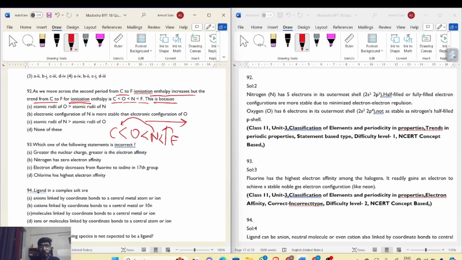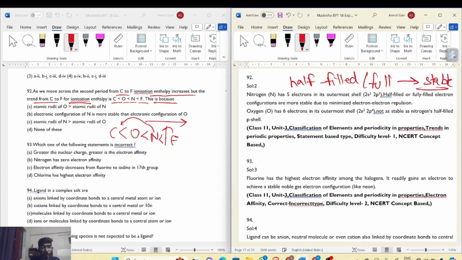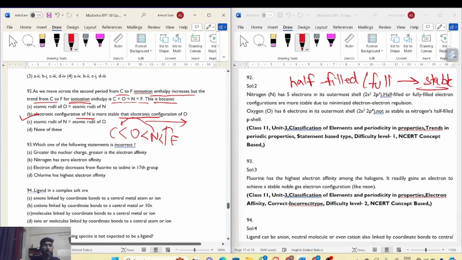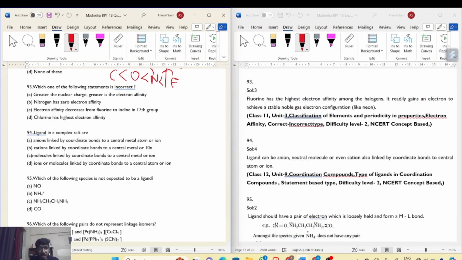Nitrogen is supposed to be lower, but it has a higher ionization energy than oxygen. This is due to the very stable electronic configuration of nitrogen, because we know that half-filled and fully filled orbitals are more stable. So this is the correct reason. The electronic configuration of nitrogen is more stable than that of oxygen. So the correct answer is option number 2. Now we come to question number 93.